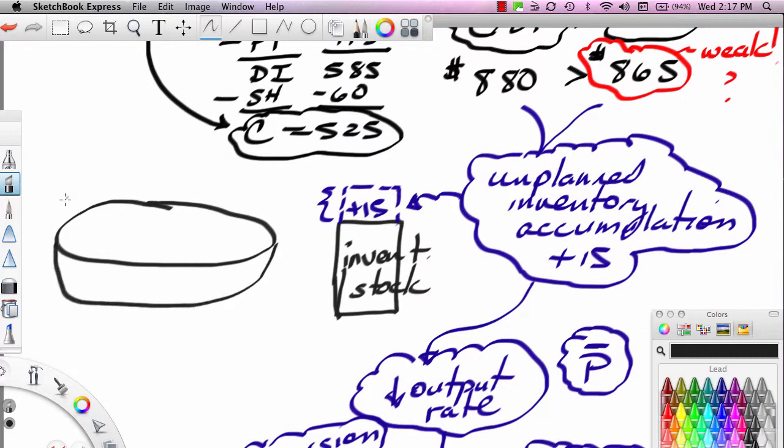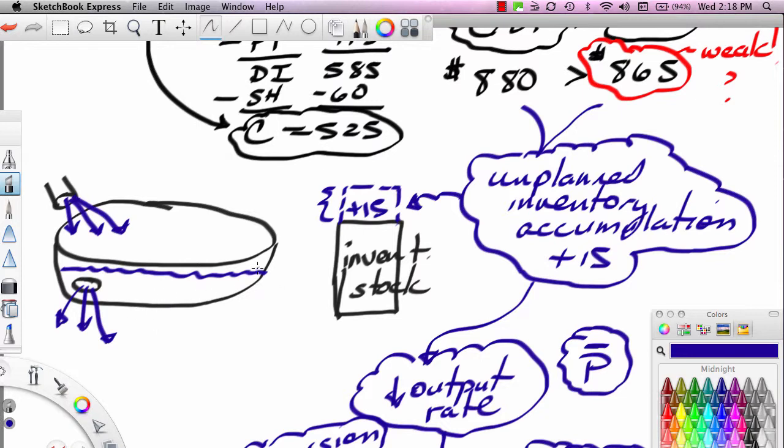Here's a bathtub. Well, it's not a bathtub, it's a model of a bathtub. And of course, a bathtub has a faucet, it has a drain, and the level of water in the bathtub is ultimately going to be a function of the rate of inflow versus outflow. The inflow comes in through the faucet, and the outflow is through the drain. We're assuming here the bathtub doesn't have holes or cracks in it.